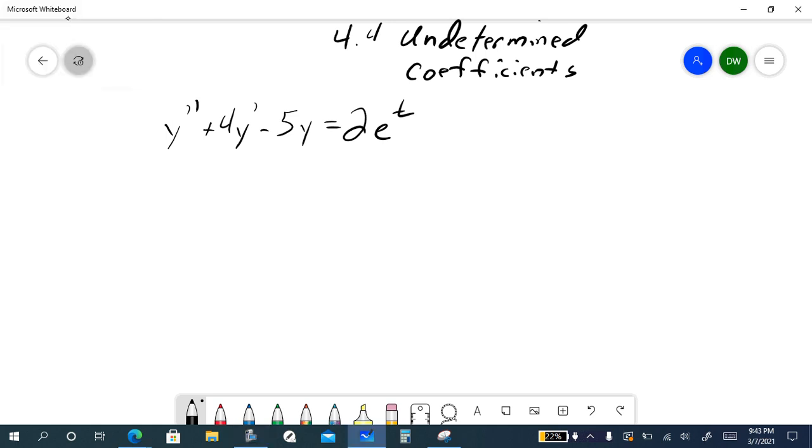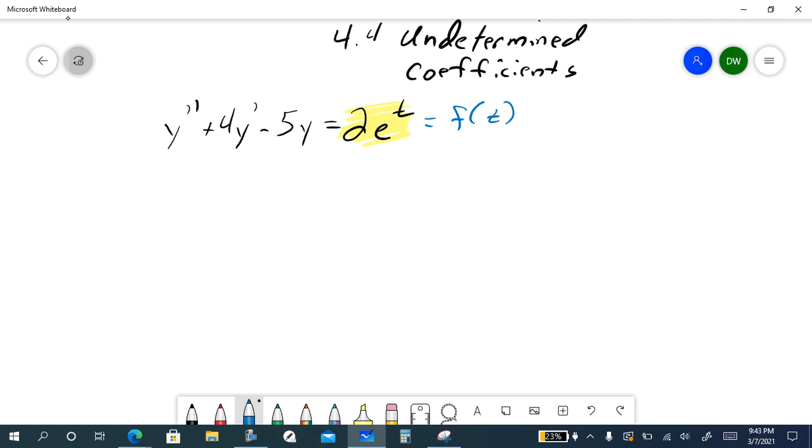As we move into section 4.4, we're going to move from homogeneous differential equations to differential equations where we have a particular value on the right side. So we have it in the same form where we have our second derivative, our first derivative, our y on the left, but instead of being equal to 0, this time we're equal to some function. We could call that f of t.